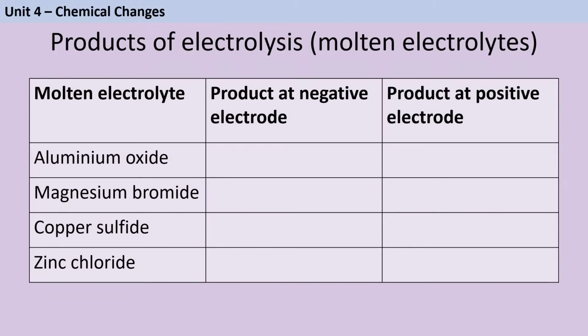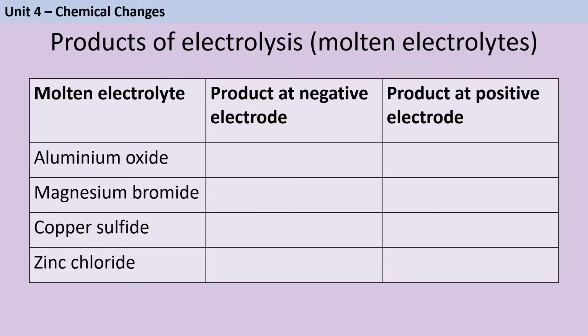Okay, so you need to be able to predict what products are being made as part of electrolysis, and that's really easy if the electrolyte is molten. This topic is electrolysis, that's why it says electrolysis at the top of the slide. Or if you mean what unit it's from, Unit 4, chemical changes, which is why it says that at the top of the slide. So if it's a molten electrolyte, it's really easy.